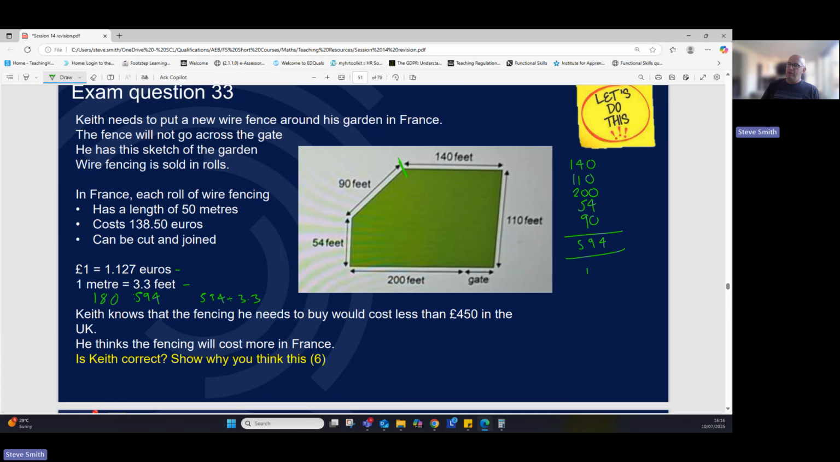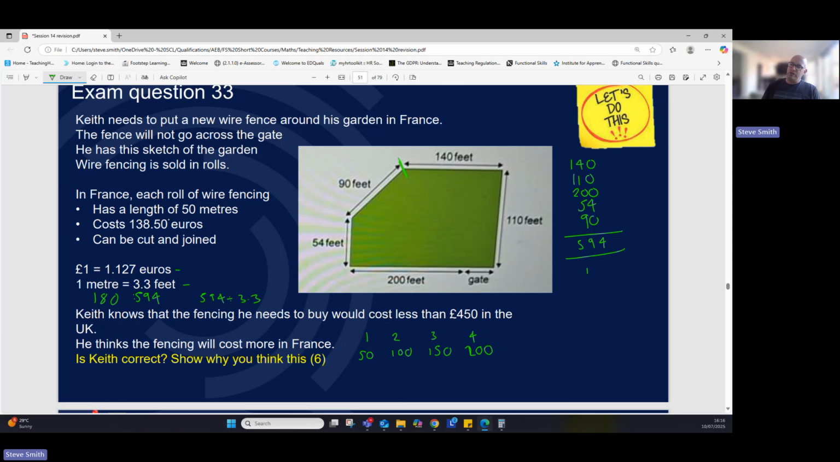So we've done one conversion and we've done the perimeter. What's next? We can see that each roll is 50 meters. If you buy one roll, you've got enough for 50 meters. If you buy 2 rolls, you've got enough for 100 meters. If we buy 3 rolls, we've got enough for 150. Still not enough because we need 180. So we need to buy 4 rolls. That's definitely not enough, so we need 4 rolls.